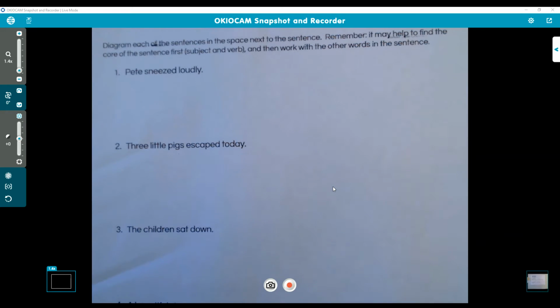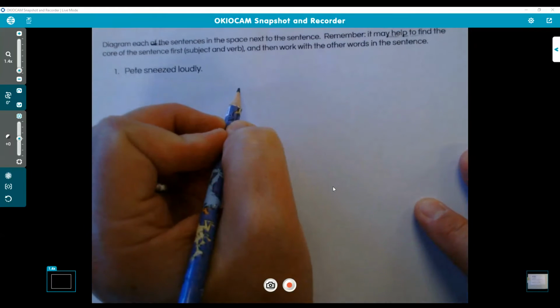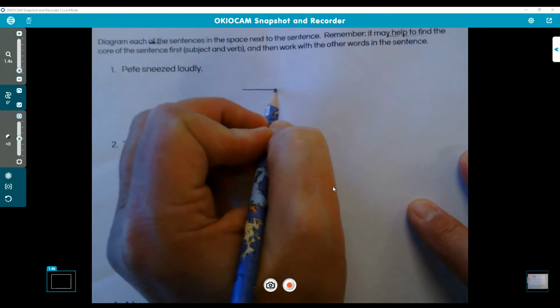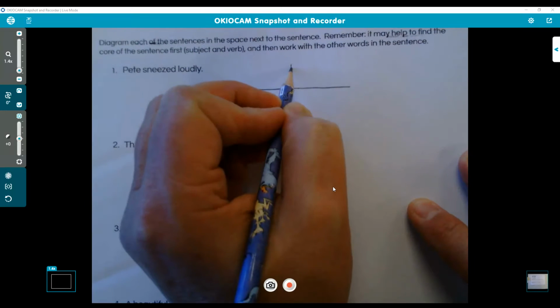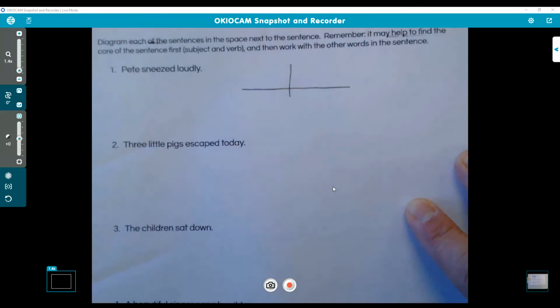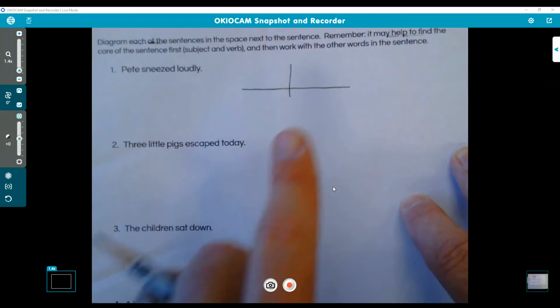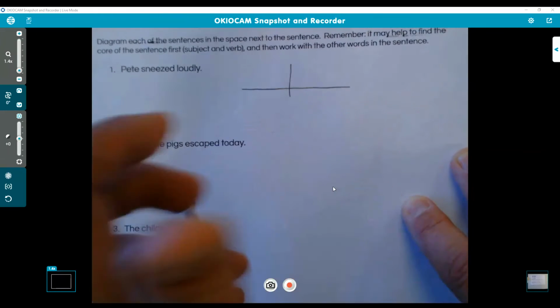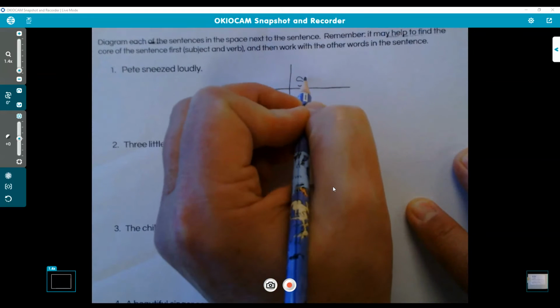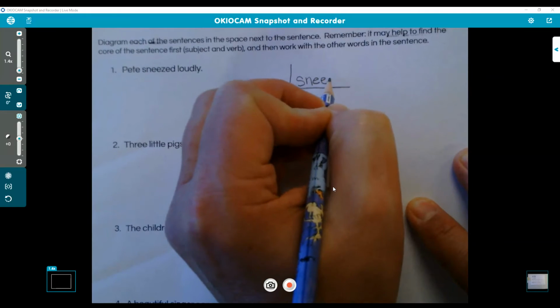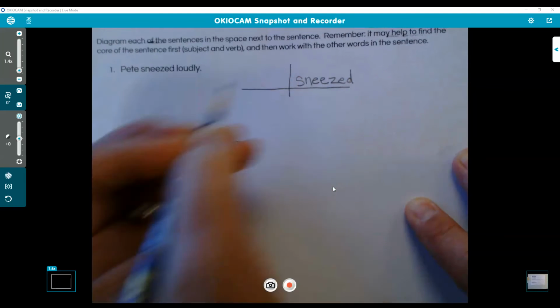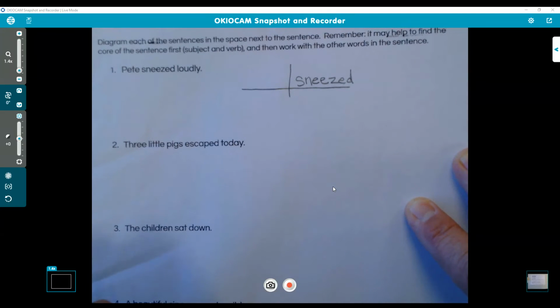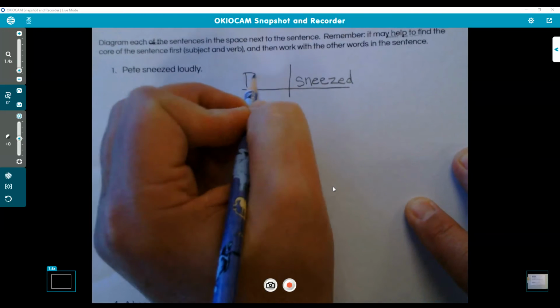All right. If you are listening again, it means you have already tried the sentence and you are ready to check it with me. So scholars, we're going to start with the core. It's going to look like this. We're looking first for the action. What action happened? Sneezed. Very good. Then scholars think who or what sneezed. Right, Pete.